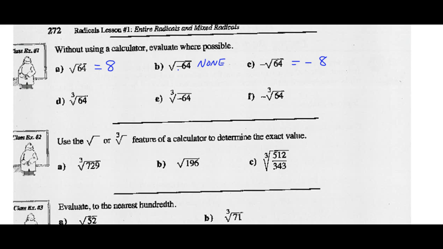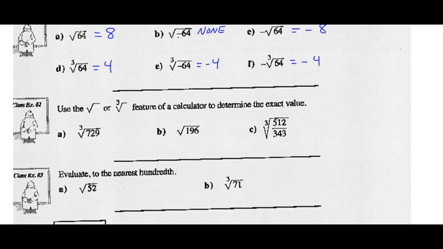4 times 4 is 16. 16 times 4 is 64. So the cube root of 64 is 4. The cube root of negative 64, every number has a cube root, is negative 4. Negative times itself 3 times gives you a negative. And the negative cube root of positive 64 would also be negative 4.